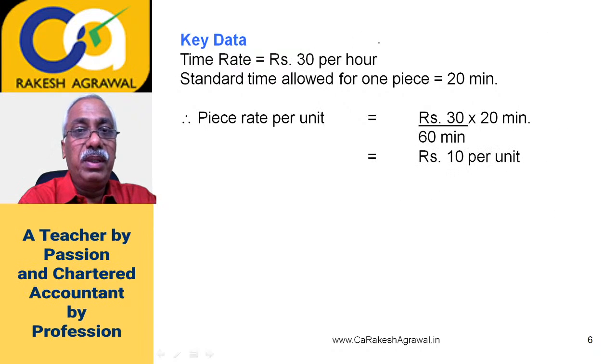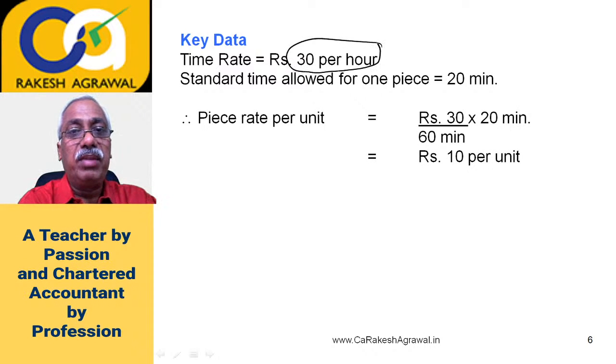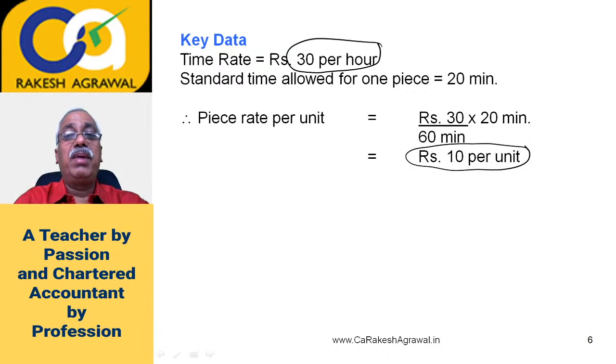Now what is the difference between these two? Here we will pay at the rate of 30 per hour on the basis of time spent by worker, and using this method, piece rate method, we will pay the worker based on per unit which he has produced. We will pay 10 rupees per unit of output. So one is piece rate, one is time rate.